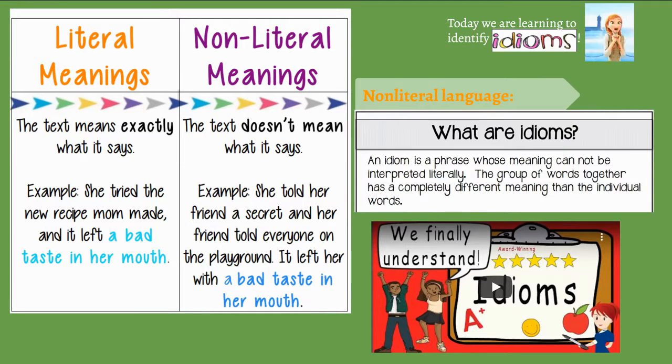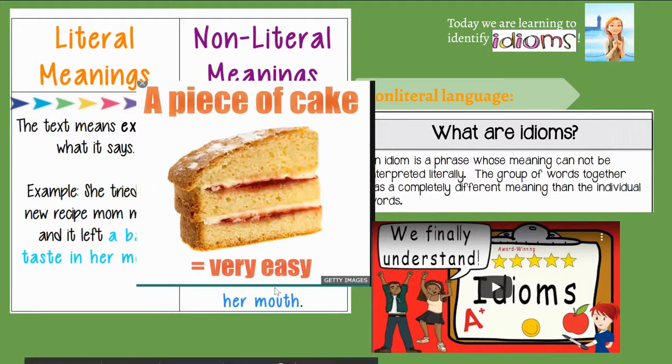If I were to say to you, don't worry, this assignment is a piece of cake, what would I mean? Would I be handing you a piece of cake? Nope. A piece of cake is an example of an idiom. An idiom is an expression whose intended meaning is different from its literal meaning.